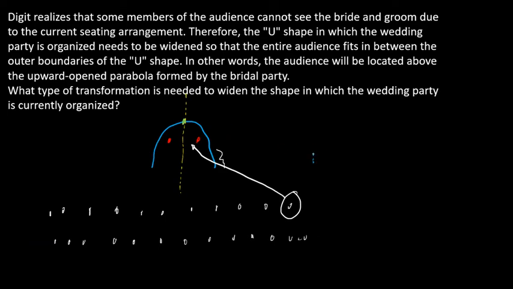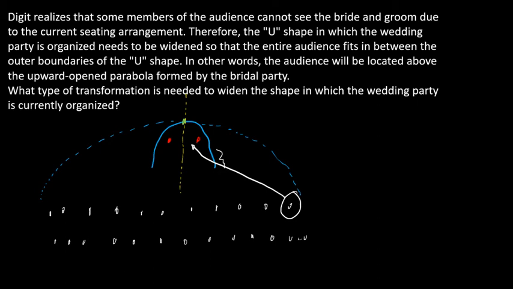So it currently looks like this. We need to make it look more like that, right? Looking at this picture, it currently looks like this. They're saying so that the audience fits in between the outer boundaries of the U. So this would be the outer boundary of my U, and they're saying it needs to be like that, so everyone can have a clear picture of the bride and groom. All right, so let me erase that other drawing. If I widen that U shape, everyone will have a clear picture of the bride and groom.